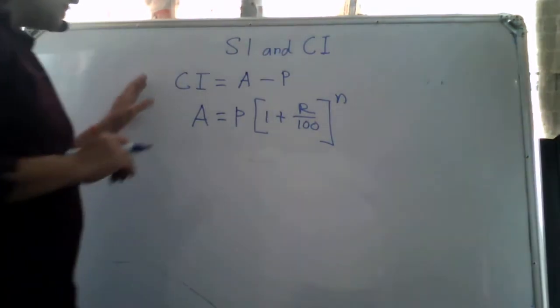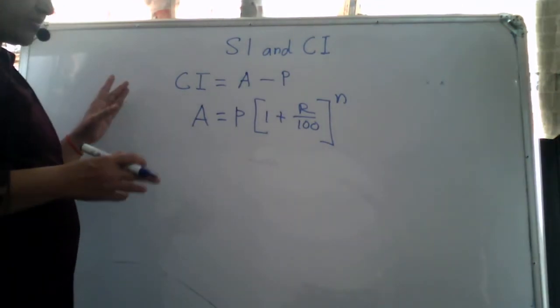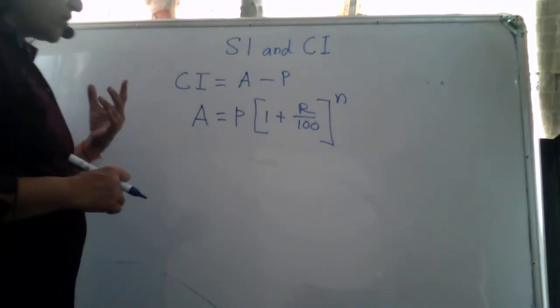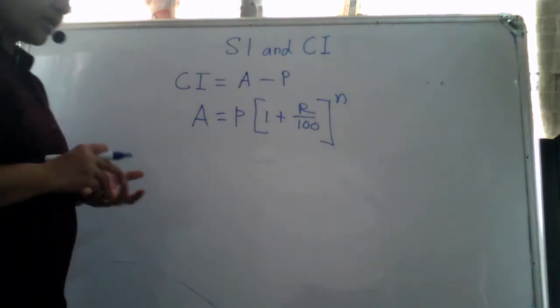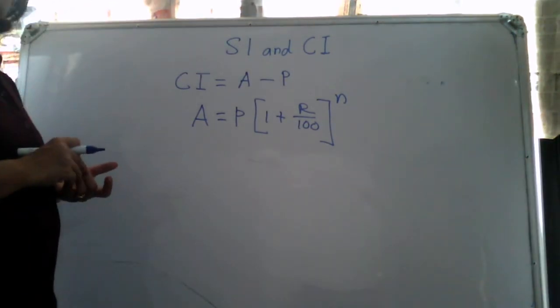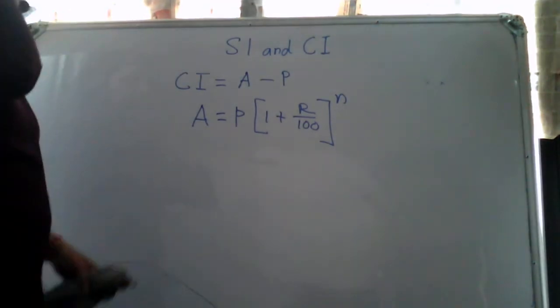Now in this compound interest we have many variations like compounded yearly, compounded half yearly, compounded quarterly. These are the three types. Okay, let's discuss them one by one.